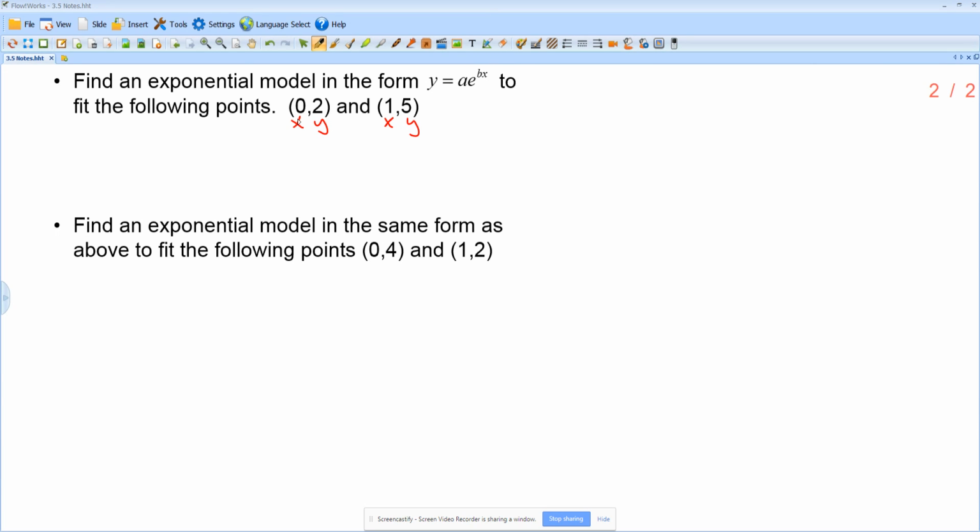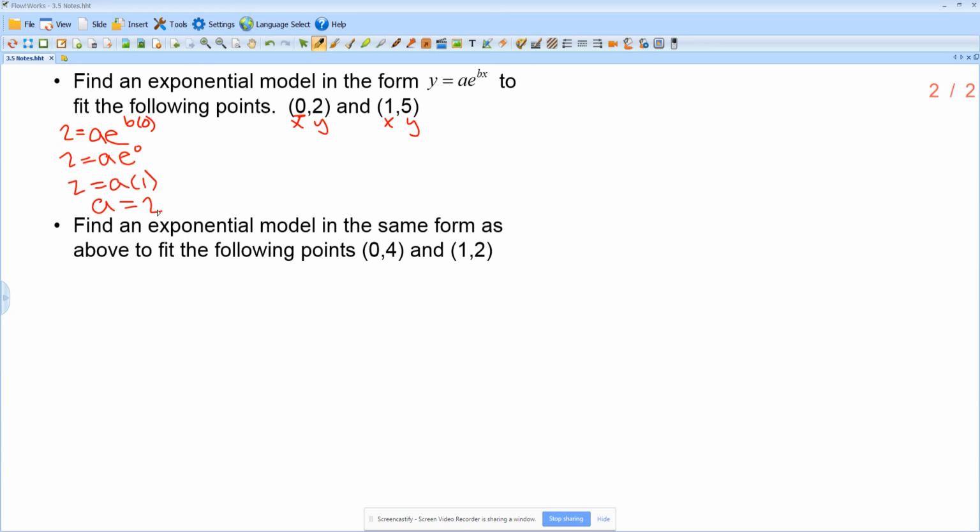So I'm going to use this first one mainly because it has 0. And I'm going to substitute it into this. So I'll have 2 is equal to, so y was 2, I don't know what a is, e to the b times x, where x is 0. So here I used x comma y, 0, 2. Now b times 0 is 0. e to the 0 is just 1. So I know then that a equals 2.